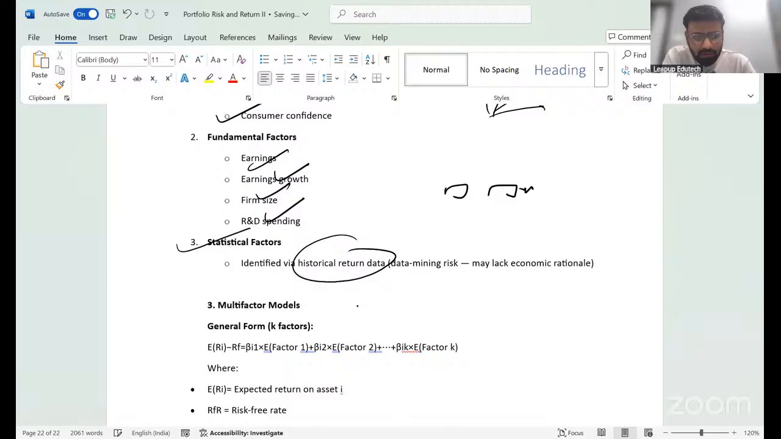So there are a few statistical metrics that are used by you. But the problem here is data mining. Because if you use statistical factors, a few statistical tools which ultimately explain your returns, there's a data mining risk. What is data mining risk? The risk that there might be a relationship just by chance. It is not explained by something which makes economic sense.